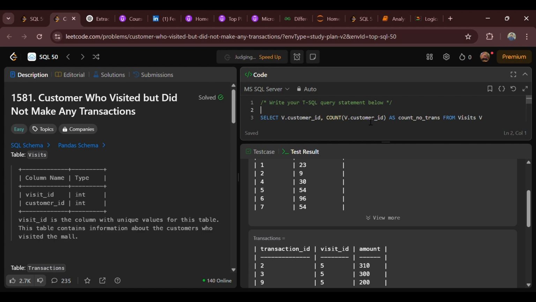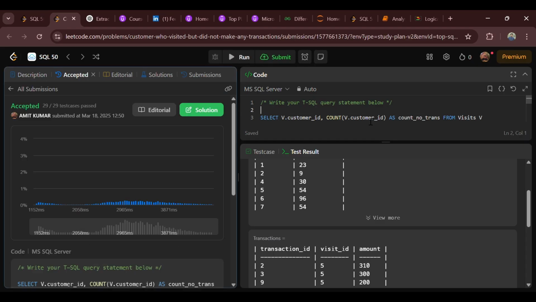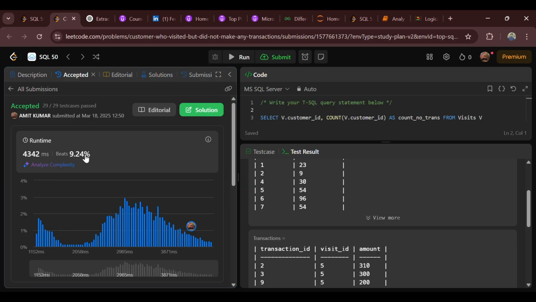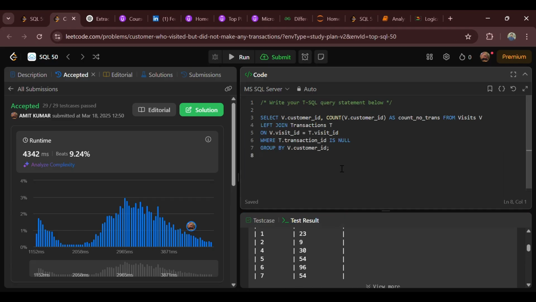Now let's submit. I believe the code will pass for all types of test cases. See, we are beating very few people, only 9.24. So if you have any other approach, you can use a CTE here as well.